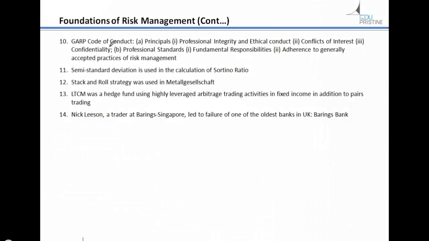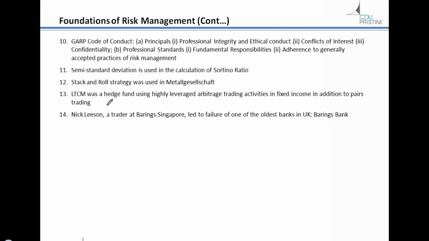GARP code of conduct. These are the ethics which have to be followed by any members and candidates of the FRM Institute or the GARP Institute. These are something very important. That is professional integrity and ethical conduct. You have to be very professional in your day-to-day reporting.